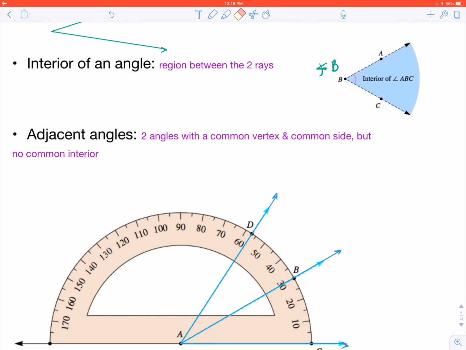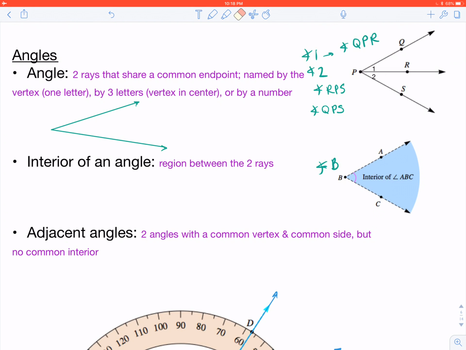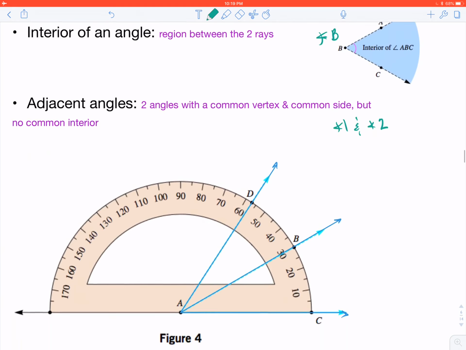Adjacent angles, these are two angles that have a common vertex, a common side, but no common interior. And you have the perfect example in that first picture. Angle 1 and angle 2 are adjacent angles. They are angles that are next to each other. No overlapping of the interiors, but they do share the common vertex and the common side.